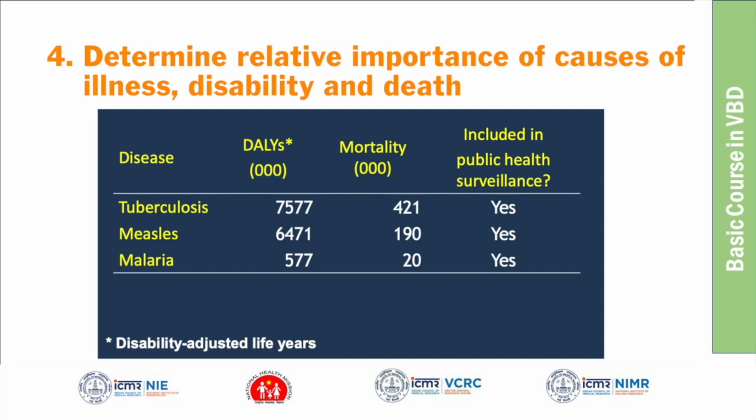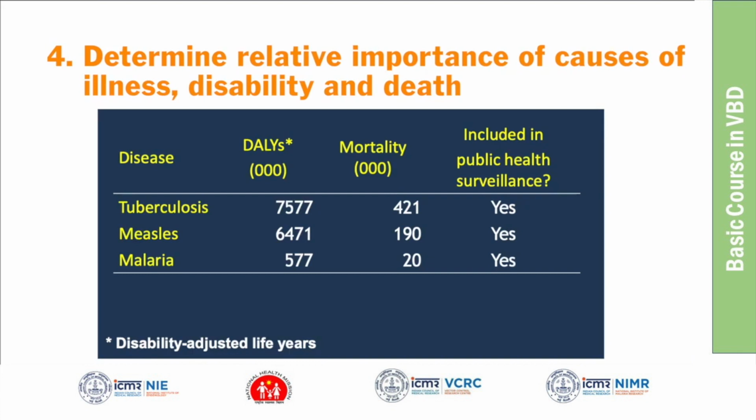How do we identify priority health problem? For example, in the given slide, we have given tuberculosis, we have given measles, we have given malaria. So the second column is called DALYs, which represents the disability adjusted life years for each of these problems. The third column gives us mortality that is attributable to each of these three conditions. The question is, where do I invest my money to make sure I keep track of these three diseases? Which one is more important?